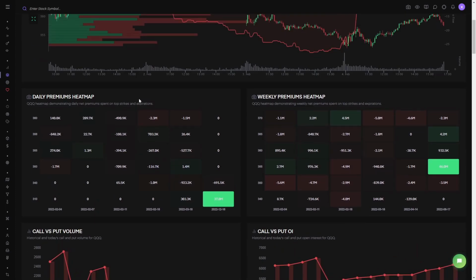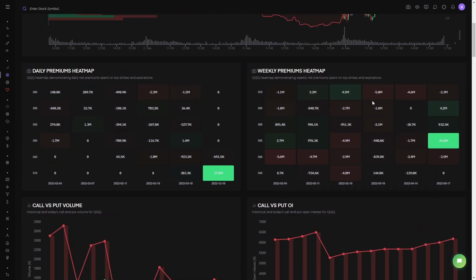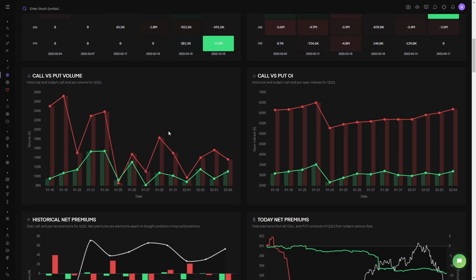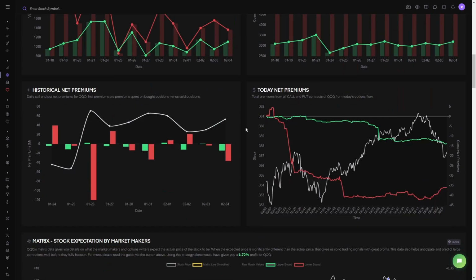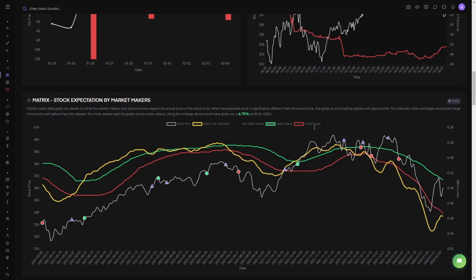As we keep going down, we can see the daily premiums heat map. This will give you an indication of what contracts are being bought throughout the day. You see we have 37 million in December 16th, 2022 calls. You can see what's being purchased throughout the week on a weekly level as well. These are the different weeks. Call to put volume, call to put open interest, historical net premiums. You can see today's net premium: calls heavily outweighed puts.